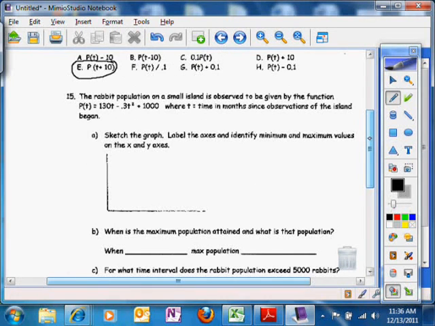15. The rabbit population on a small island is observed to be given by a function where t equals time in months since observations on the island began. Sketch the graph. Put that in y equals. Zoom 0 will give you a pretty good look at it. Label the axis, identify the minimum and maximum values.